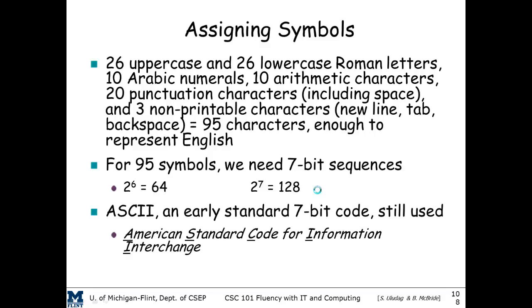We can't use a sequence of 6 binary digits because that will only allow us to encode up to 64 different symbols. So we end up with 2 to the 7th, or a 7-bit sequence, which would allow us to encode up to 128, more than the 95 characters that we need to represent the English language. This is called the American Standard Code for Information Interchange, and it was an early standard that is still in use today.